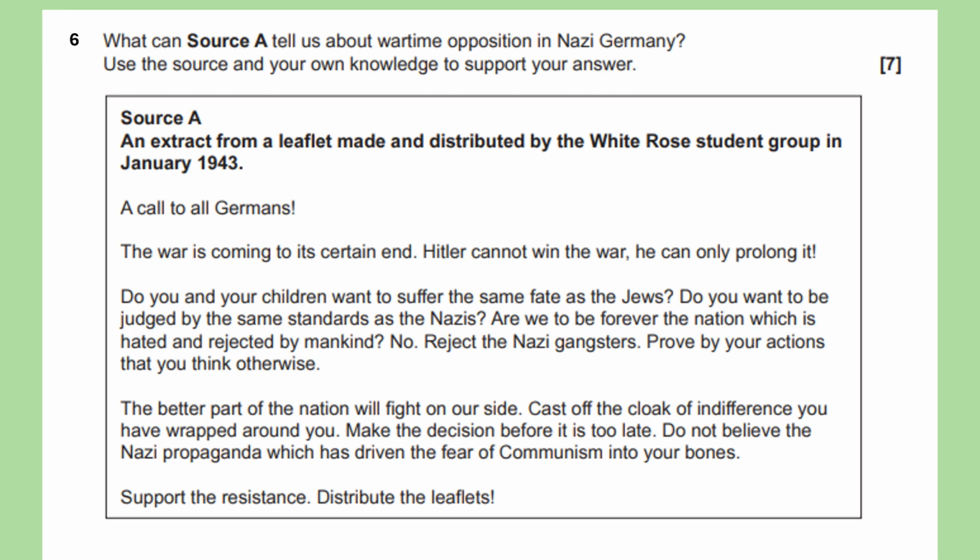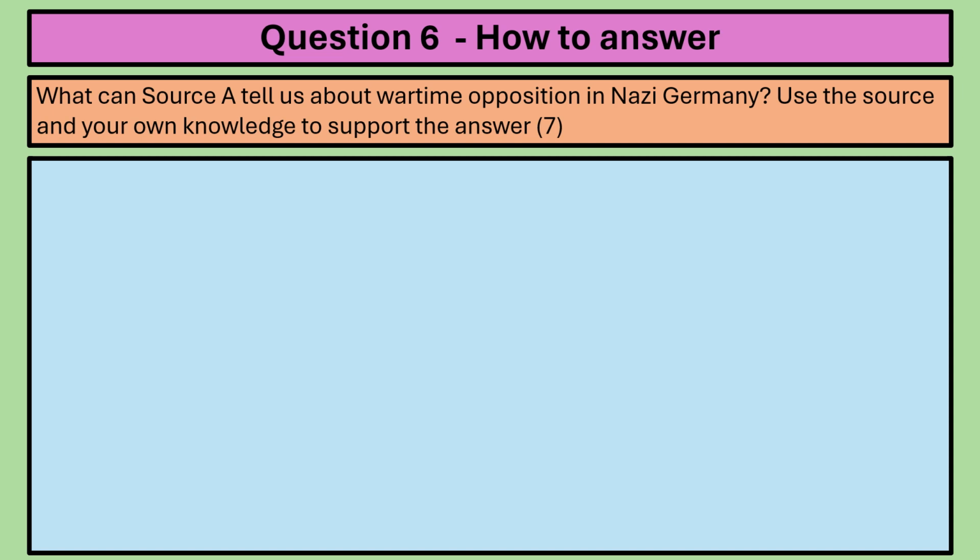So let's look at an example then. Here is a 7-mark one. I'm not going to read through it, I'm just going to go through very, very quickly. But as you can see, this is an extract from a leaflet made and distributed by the White Rose Student Group in January 1943. So question 6 then asks us, what can Source A tell us about wartime opposition in Nazi Germany?